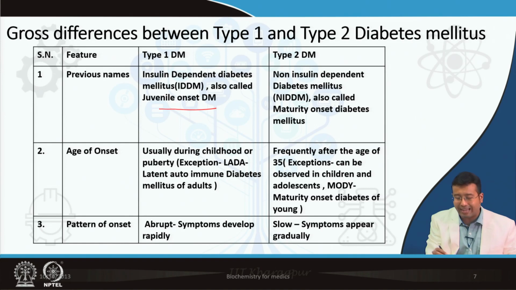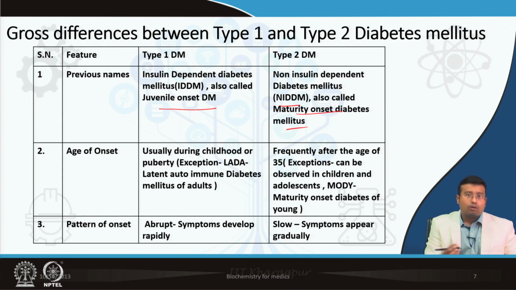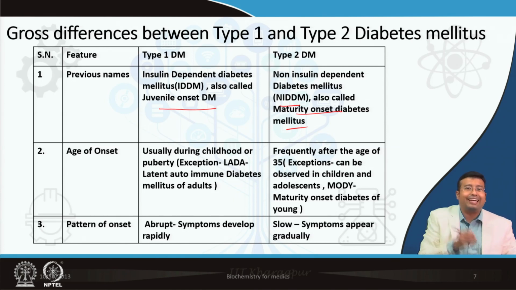Similarly, type 2 was known as NIDDM, non-insulin dependent diabetes mellitus, and since it happens in older patients, it is also known as maturity onset. So, generally it happens in older patients, so maturity onset diabetes mellitus. Now, depending on the nomenclature, we already know what the next difference can be, that is the age of onset. The age of onset in type 1 is usually in small children or below puberty, for that matter, in the pediatric age group.